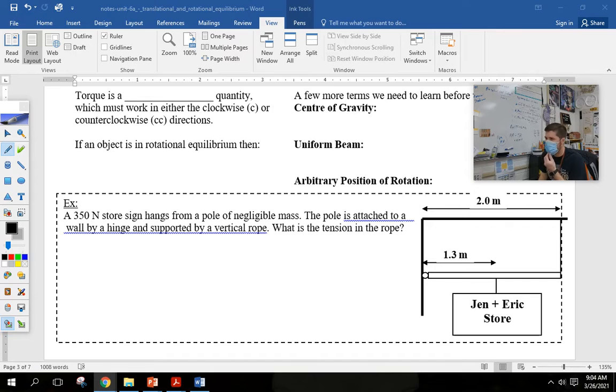This is a quick video showing how to do a torque problem for those of you who finished the 3.1 worksheet today. I wanted to go through this real quick because not everyone made it that far in the notes. So let me get it where I can annotate.